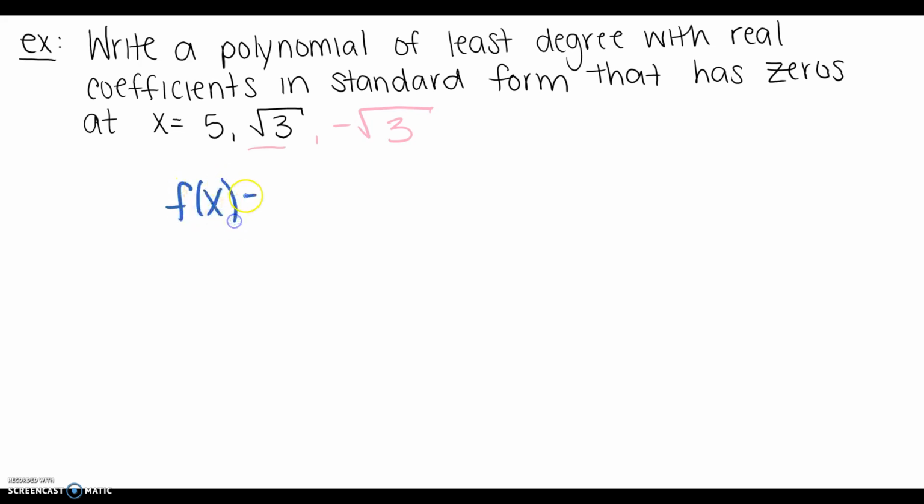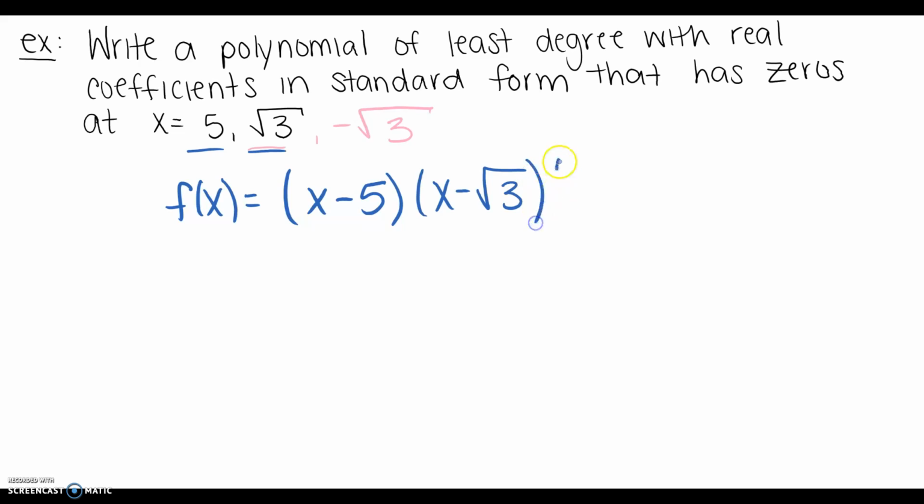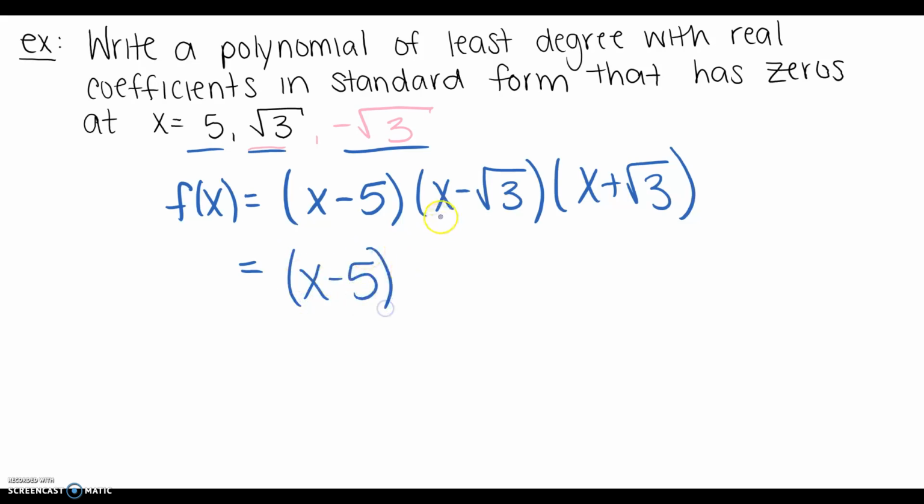F of x equals, we're going to start by writing our factors. So we know one is going to be x minus 5 from here. This one is going to be x minus the square root of 3. And this one is x plus the square root of 3. Now what I'm going to do is start distributing to simplify this.